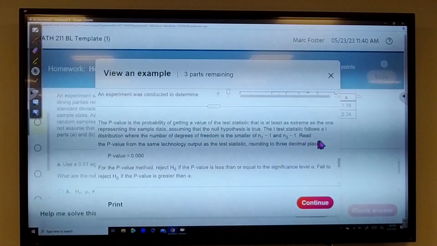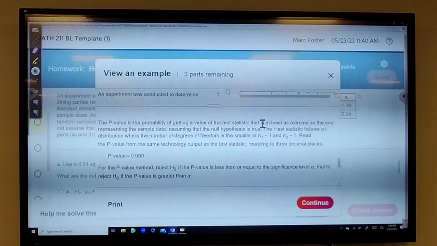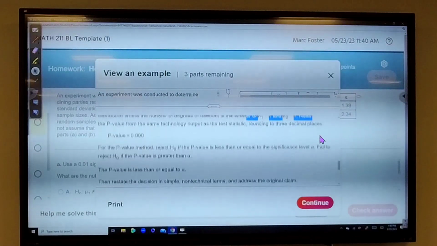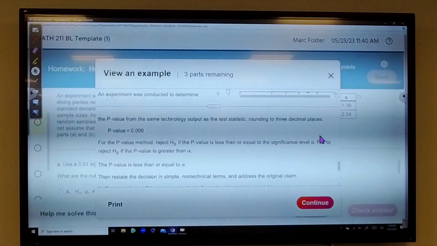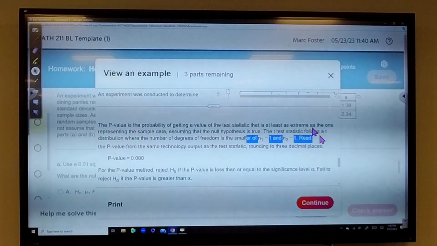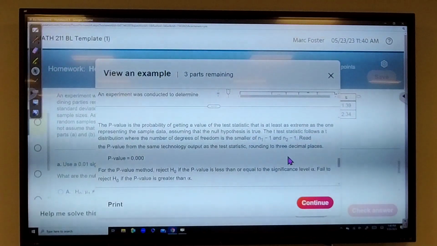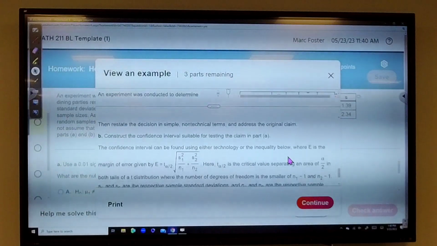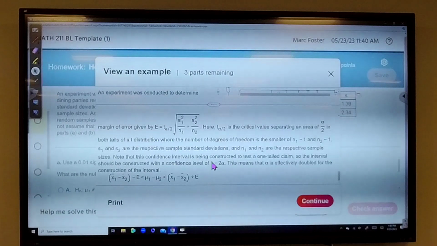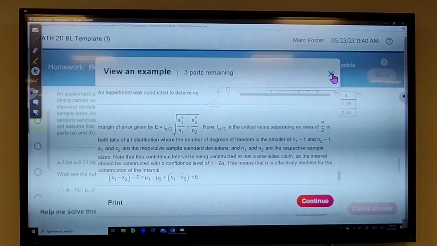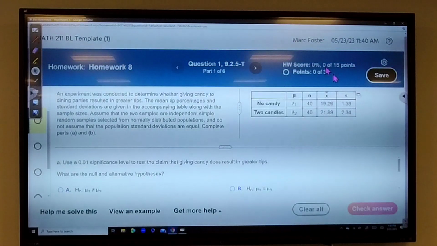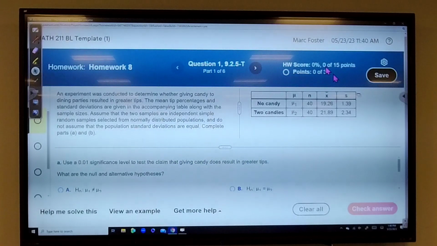And then they're saying they have this for their degrees of freedom. That's not right, because they were supposed to not assume that the variances were equal. So it would be challenging to try to do this with their help. The people who wrote the Help Me Solve This and the View an Example are not the author of the book.